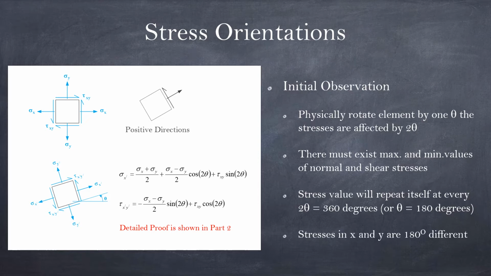And since x and y are 90 degrees different, therefore the 2 theta in stress values will be 180 degrees different. Again, I have to mark this because there will be some consequences in how we apply the Mohr circle, which are proved after this.